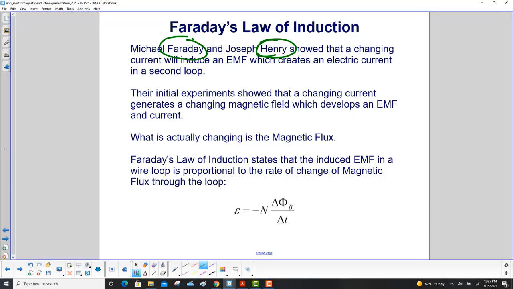Their initial experiments showed that a changing current generates a changing magnetic field, which develops an EMF and current. But what is actually changing is the magnetic flux. Faraday's law of induction states that the induced EMF in a wire loop is proportional to the rate of change of magnetic flux through the loop, right here.